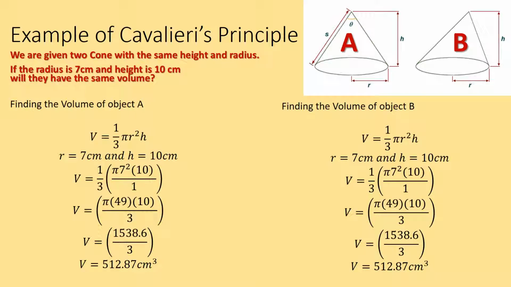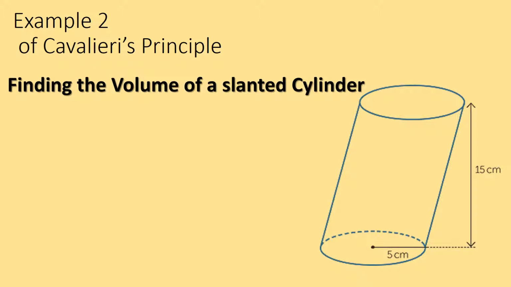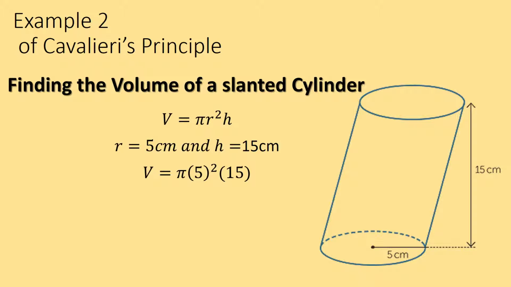Okay? One more example. Why don't you pause the video and try it on your own? If not, follow along with me. I'm finding the volume of a slanted cylinder. There is the formula for the volume of a cylinder: the area of the base times the height. I am told that the radius is 5 centimeters and that the height is 15 centimeters. I plug that in. I go ahead and square my radius, put it in the calculator, and voila.